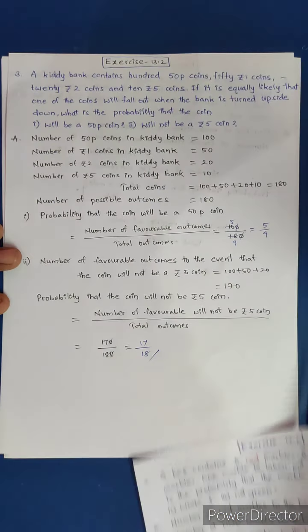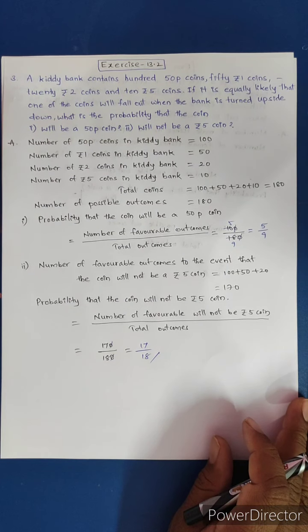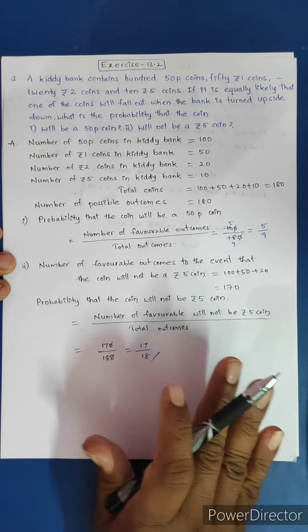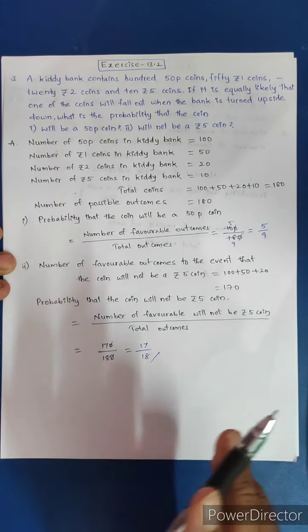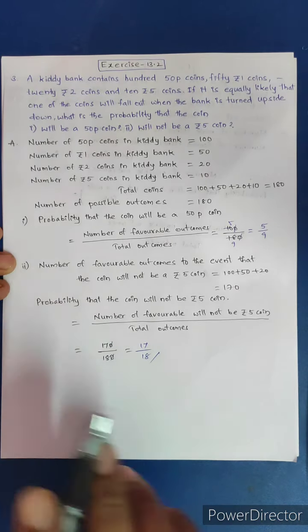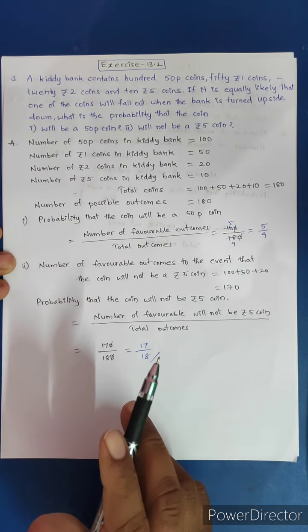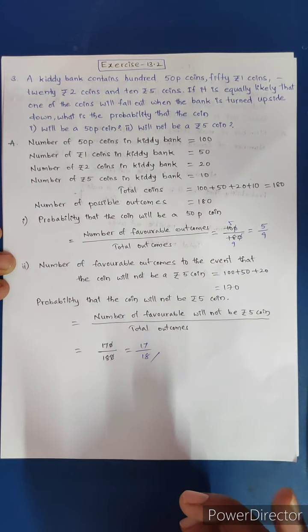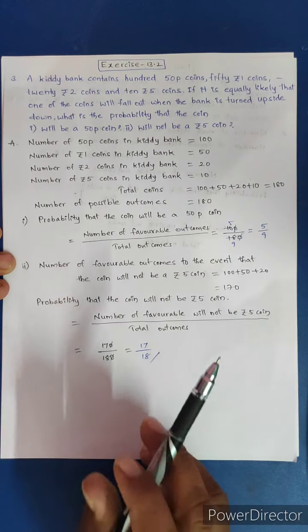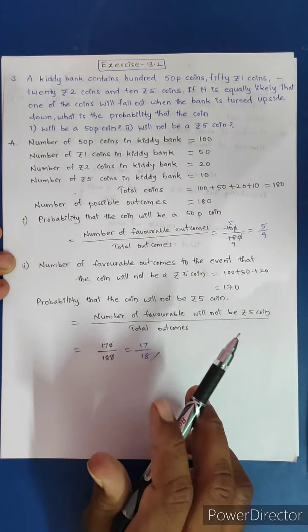Second problem completed. Now third problem. A kitty bank contains 150 paise coins: 50 paise coins 100, 50 one rupee coins, 20 two rupee coins, 10 five rupee coins. If it is equally likely that one of the coins will fall out when the bank is turned upside down, what is the probability that the coin will be a 50 paise coin, and will not be a 5 rupee coin?